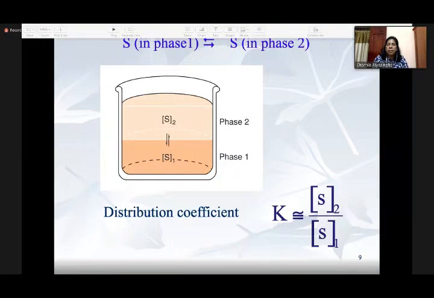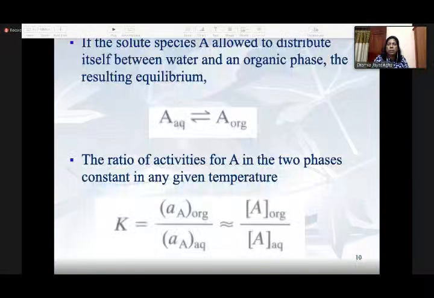So normally what we write, the distribution coefficient is K, and it says that the amount of solute in phase 2 divided by the amount of solute in phase 1, right? So let's try to understand more about this with this equation.